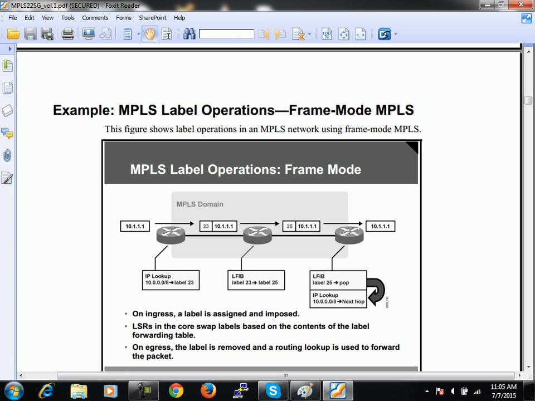See, pop, next hop. Here it is performing lookup in its LFIB as well as IP lookup in the FIB. So it is performing recursive lookup.